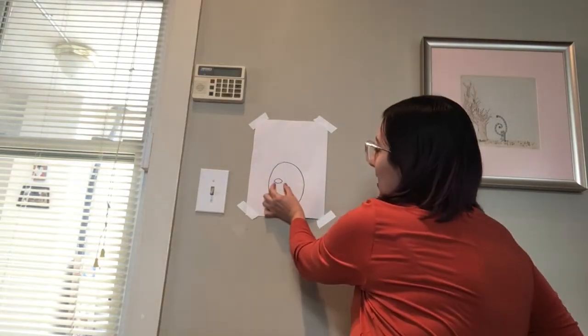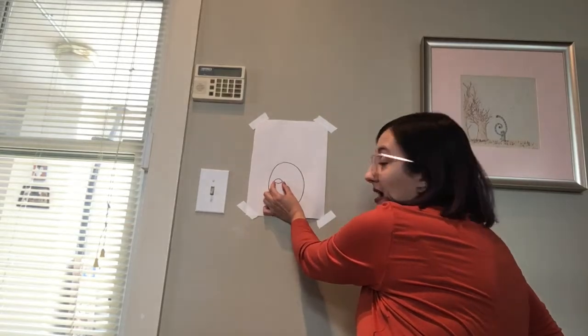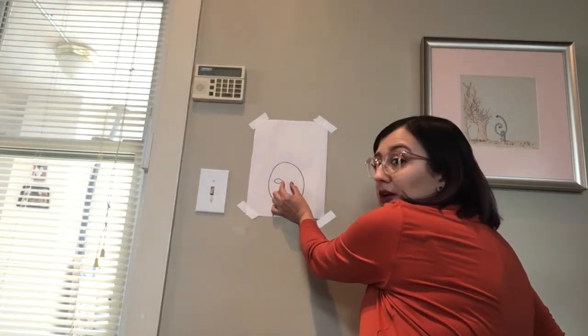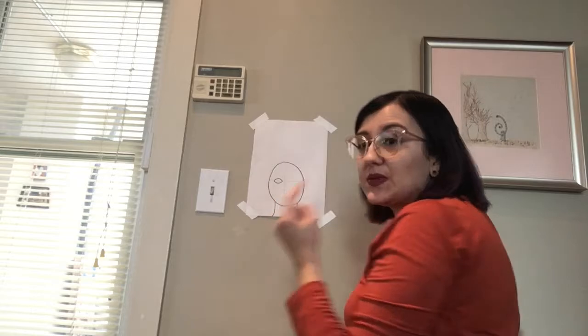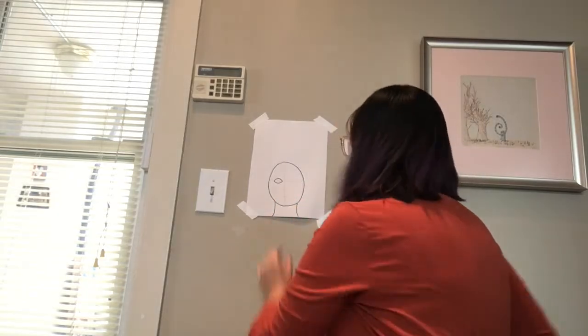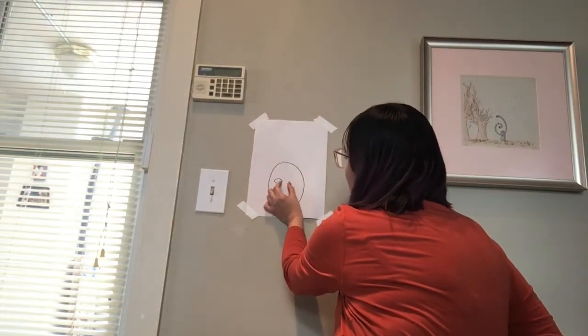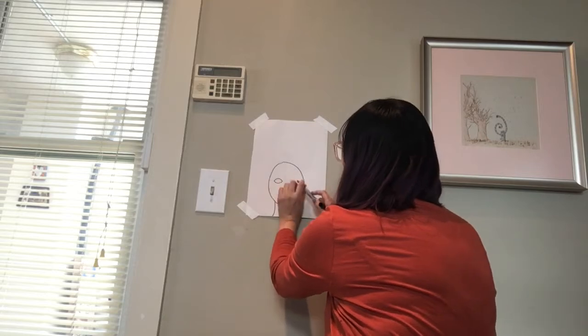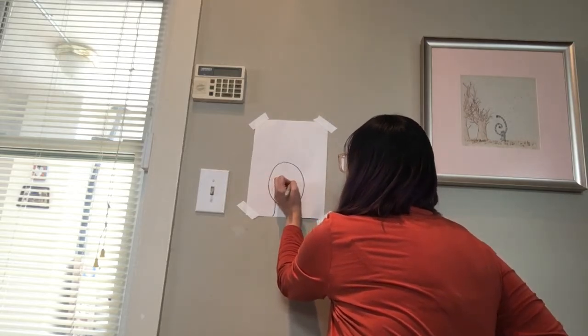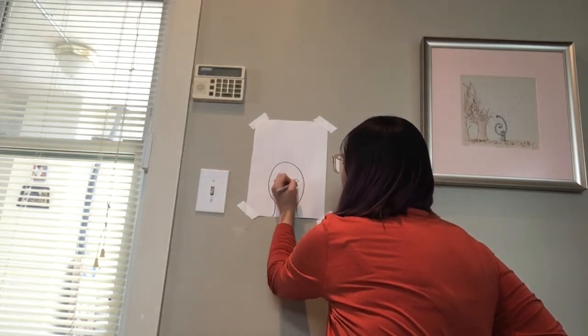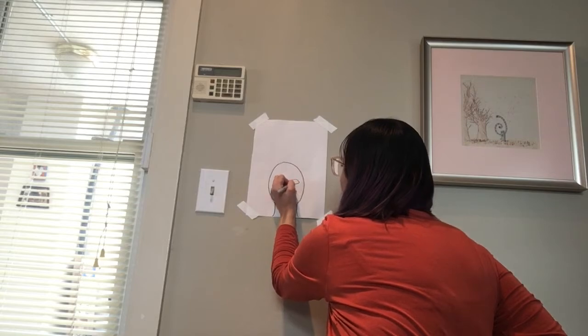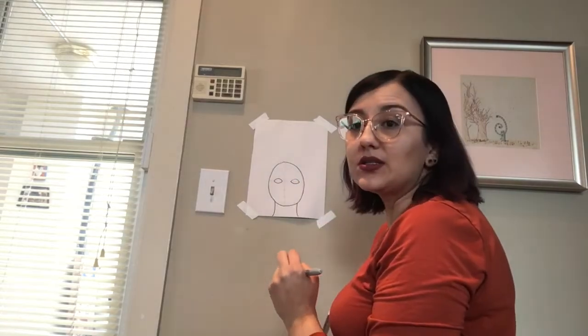Now I'm going to leave a space that's about the same size as my eye in the middle, because the space between our eyes is about as big as one eye. So I'm going to leave a gap right here, it's about that big, and then I'm going to start drawing my other eye right here. Okay? Next, I'm going to draw a nose.